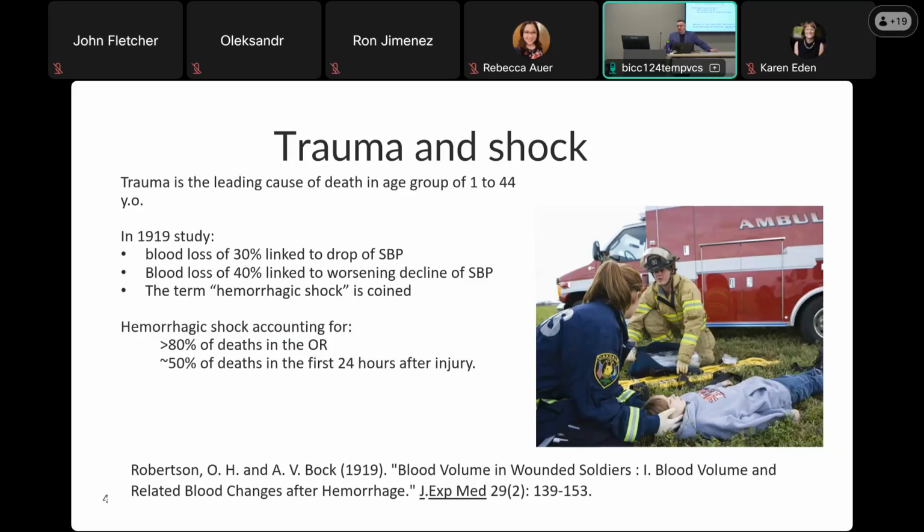So hemorrhagic shock accounts for over 80% of deaths in the operating room, and roughly about 50% of deaths is in the first 24 hours after the injury.